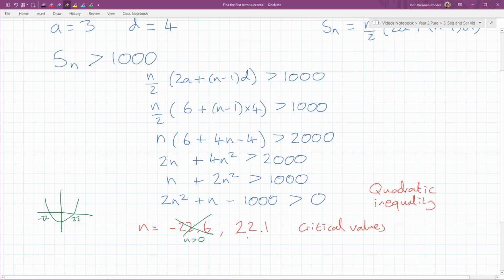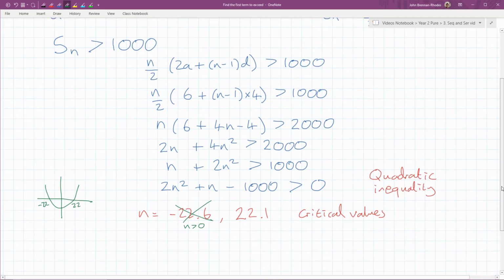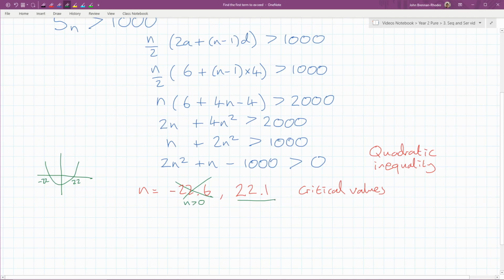And well, we want n to be a whole number. So what are we going to do with 22.1? Well, the idea is that 22.1 would be, if we allowed steps between whole numbers, when it does exactly equal 1000. But it's never going to exactly equal 1000. So what we actually do is we'll see that it's going to be less than 1000 for n is 22 and greater than 1000 for n is 23. So the answer is n is 23.